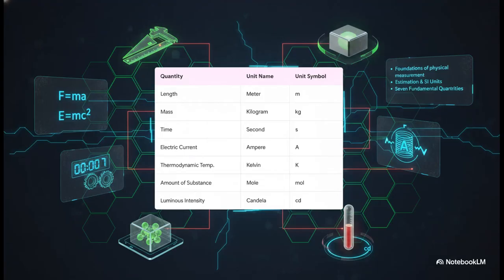And here's the amazing part. The entire vast language of physics is built on just 7 fundamental building blocks. That's it, just 7. You can see them here: length, mass, time, electric current, temperature, amount of a substance, and luminous intensity. Literally everything else we measure in the physical world is just a combination of these 7 basic ideas.